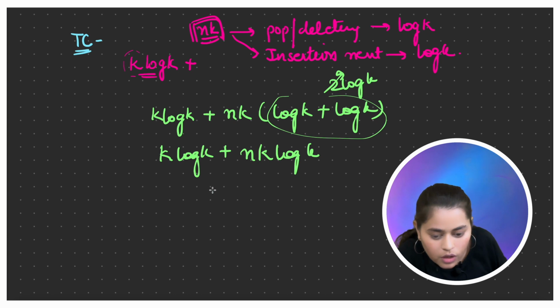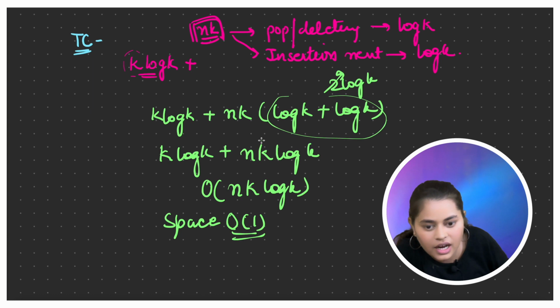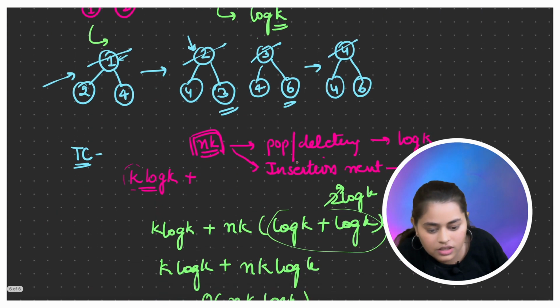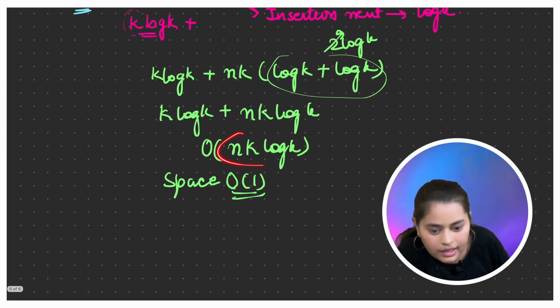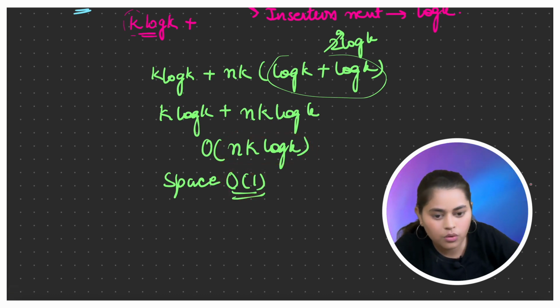So the overall time complexity will be O of nk log k, and the space complexity will be constant, because we are not taking any extra space. We are just using the same nodes of the given list and we are appending them into a merged list, right? So the time complexity for this approach will be nk log k and the space complexity will be O of 1. Now let's try to code this.